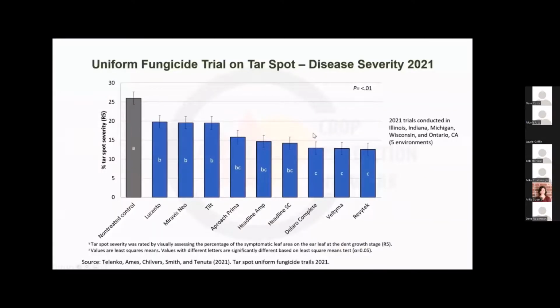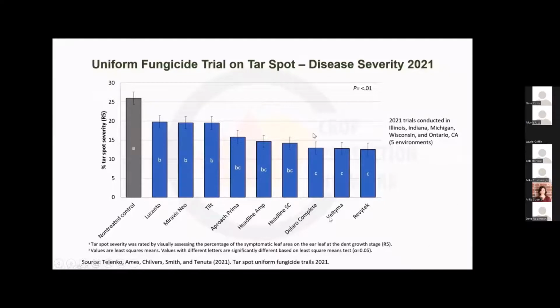I borrowed a couple of slides with permission from Albert Tenuta here, and this is from some of the work from the Crop Protection Network. You can see here, this is 2021 trials conducted across the Midwest, as well as Albert's Ontario trials. And you can see the difference. This is the tar spot severity, so the lower the bar, the better on this chart. You can see the non-treated control on the left-hand side, and then those letters indicate a significant difference.